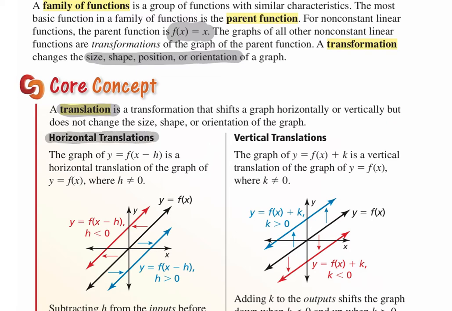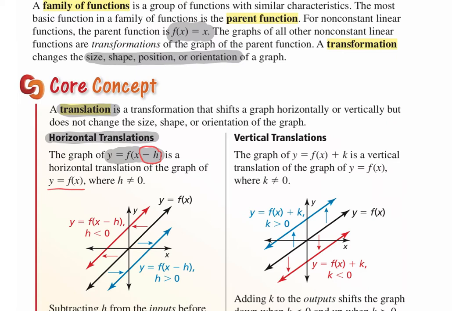So a horizontal translation is written in the form y equals f of x minus h, okay? The big thing that you need to notice here is that we are subtracting h from every x value. That is a horizontal translation of the graph y equals f of x, which is our parent function, where h is not equal to 0.